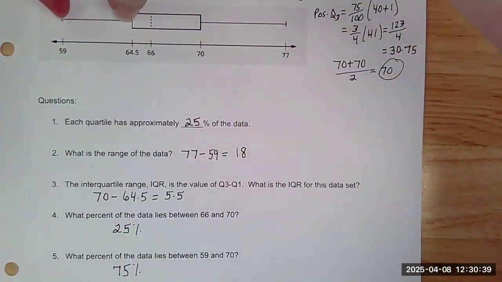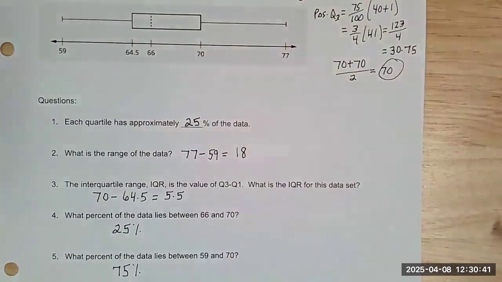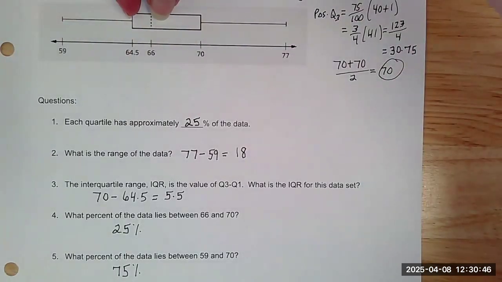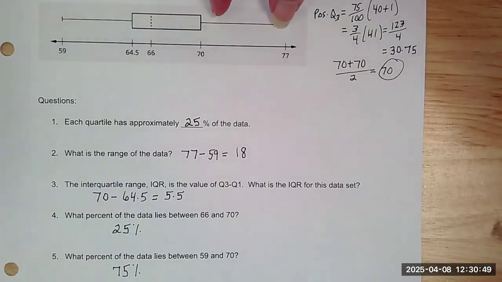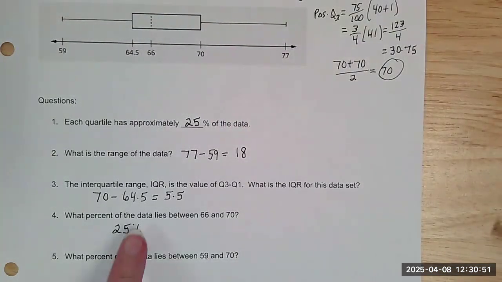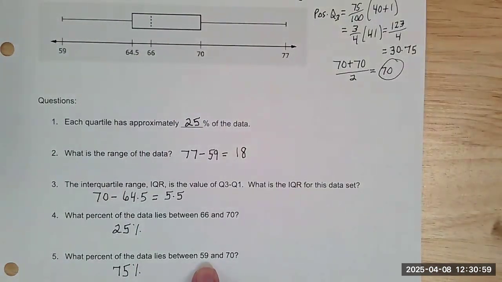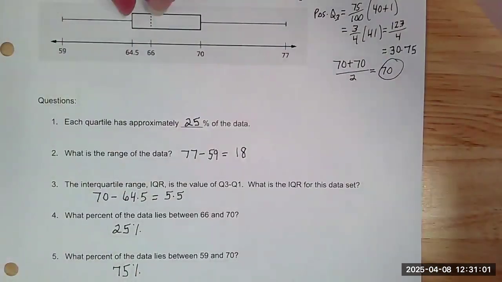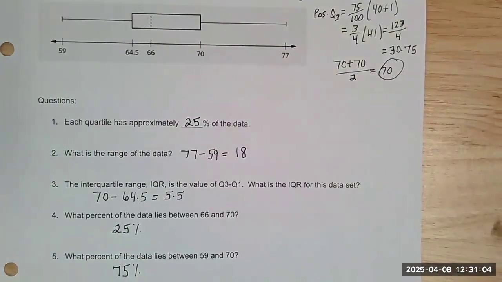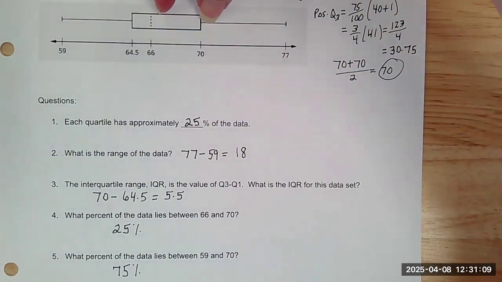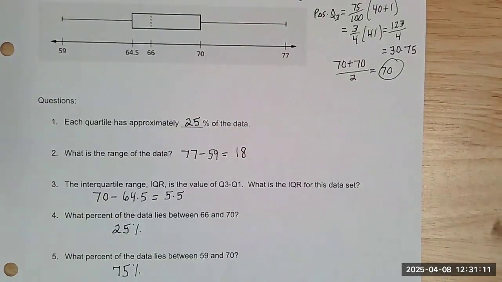each section of a box plot represents 25% of the data. So this is 25%, here to here is 25%, here to here is 25%, and then that last whisker is also 25%. So for the first one, between 66 and 70, that has to be 25% because that's just one section. And then if we want 59 to 70, we actually have 1, 2, 3 sections represented there. And so it's 25% in each of them. So this would be 25, then this would be 50, then this would be 75. Good job. Feel better about box plots?